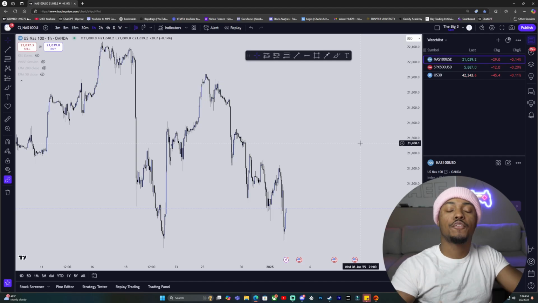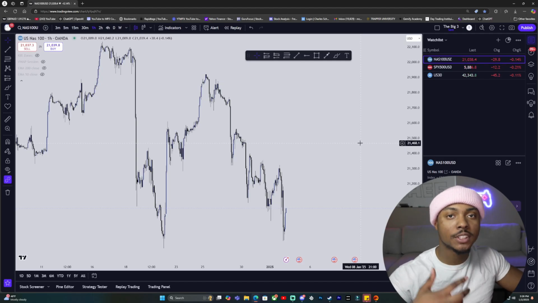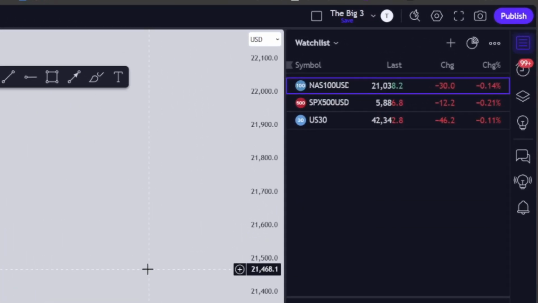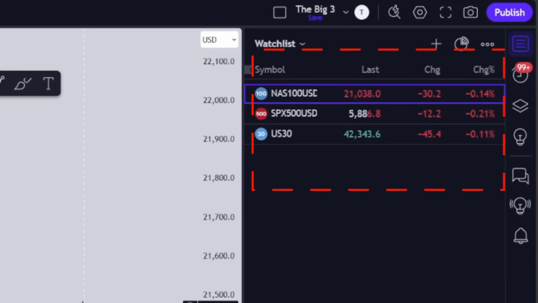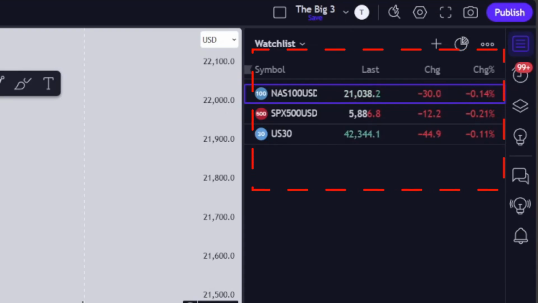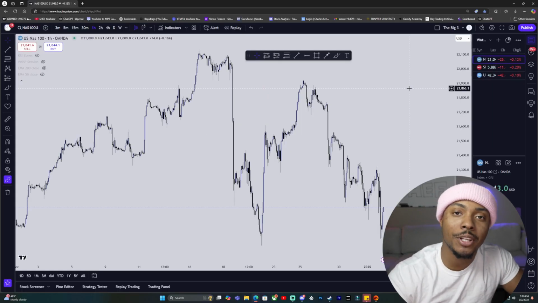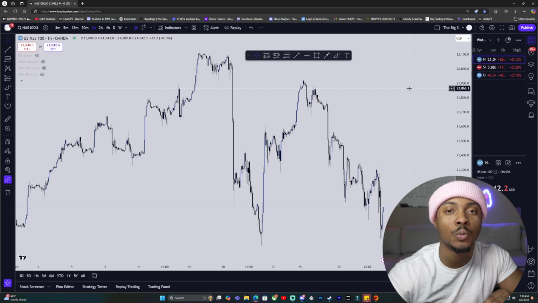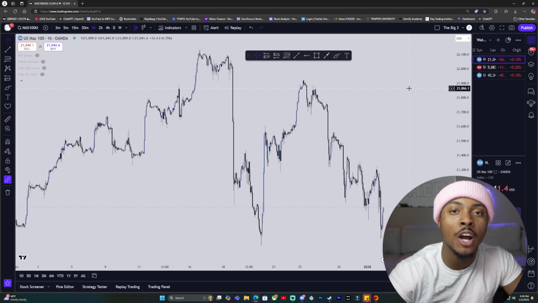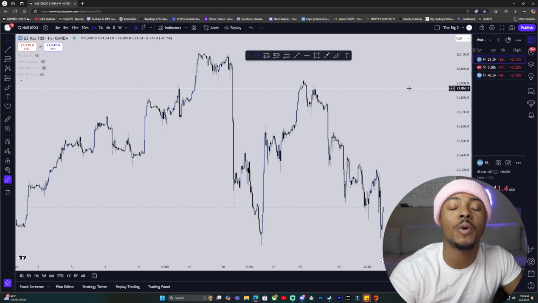So whether you're trading Forex or futures, the first thing I want you to do is come over to TradingView and open up these three pairs. It's going to be NAS 100, S&P 500, and US 30, also known as NQ, ES, and YM. This strategy is only to be used during the New York session because that is when these three pairs are going to be the most volatile and you could be in and out of trades within minutes.